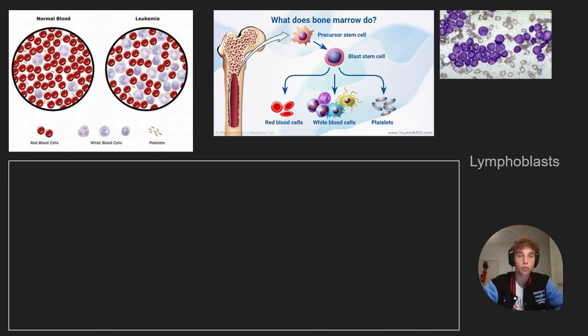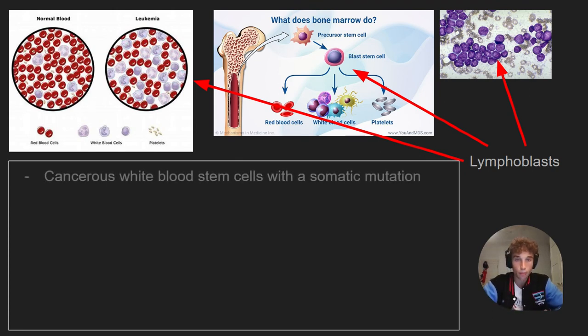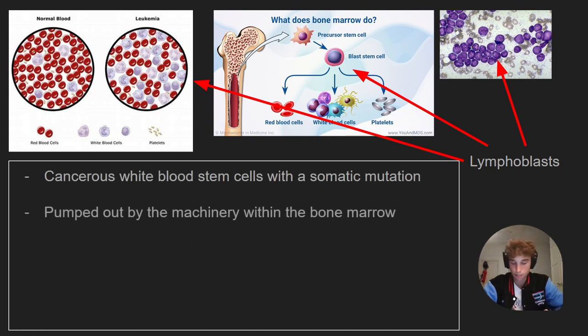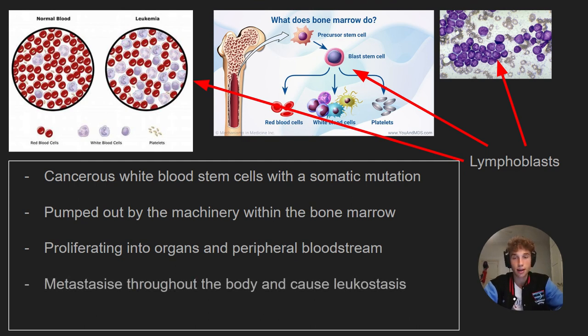So, in conclusion, we have all these cancerous, compromised white blood cells or lymphoblasts descended with this somatic mutation being pumped out by the machinery within the bone marrow, and they proliferate into organs and the peripheral bloodstream as they cause leukostasis, which is the negative side effects of leukemia. They metastasize throughout the body and they cause death.